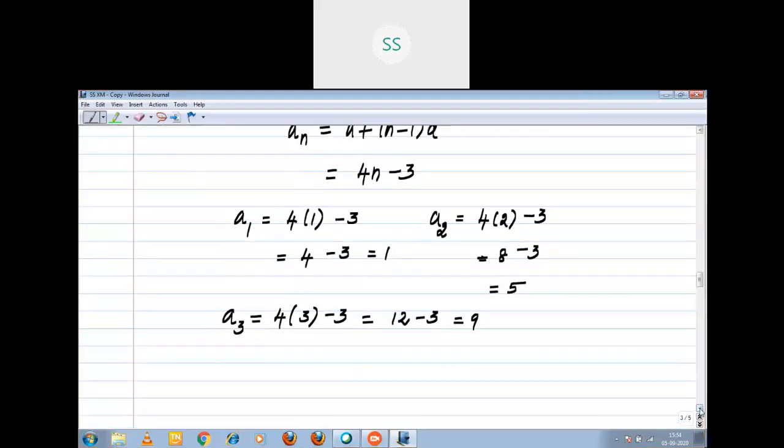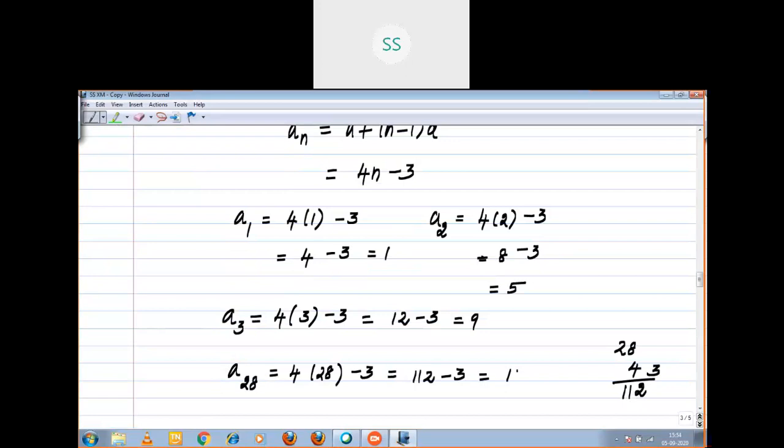Now, they are asking the first 28 terms, right? Then you have to find out what is a28. 4 into 28 minus 3. 28 into 4 is 112. 112 minus 3 is equal to 109. Got it, children? Now I am going to find out what is S28.